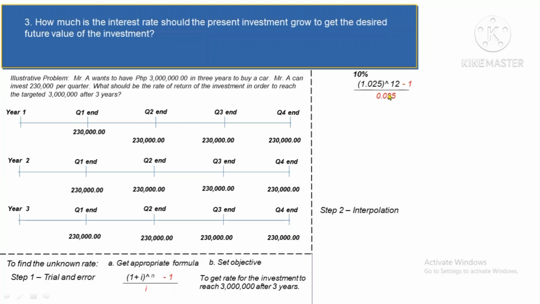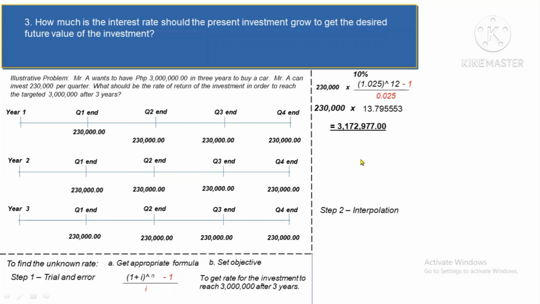If we summarize this, then we're going to get 13.79555, and you multiply that with the quarterly investments of 230,000, then you are going to get 3,172,977, which is a little bit higher than what we are aiming for, which is 3 million. So let's try a rate that is lower than 10% so that we can have an answer lower than 3,172,977. So let's try another.